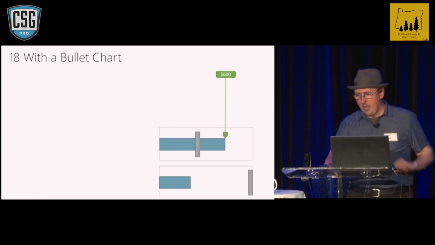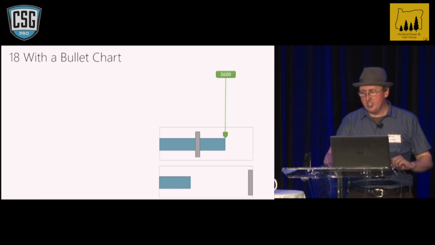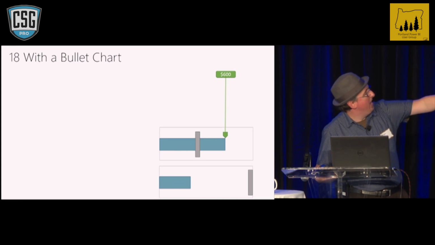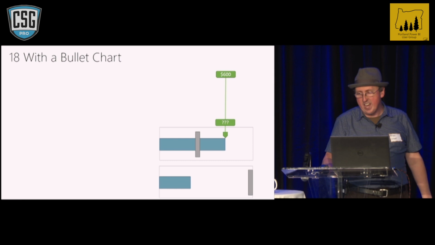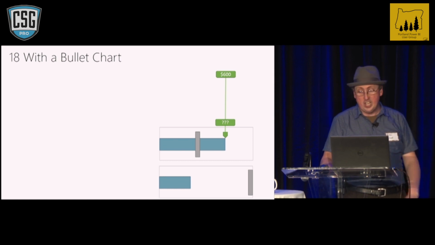So there's one thing that we haven't addressed yet, right? If I've got that bullet chart right there, and I know that that value is $600, how do I know what pixel that is, right? I don't know. I mean, I could just guess. But that's not a very mathematical way to approach things.